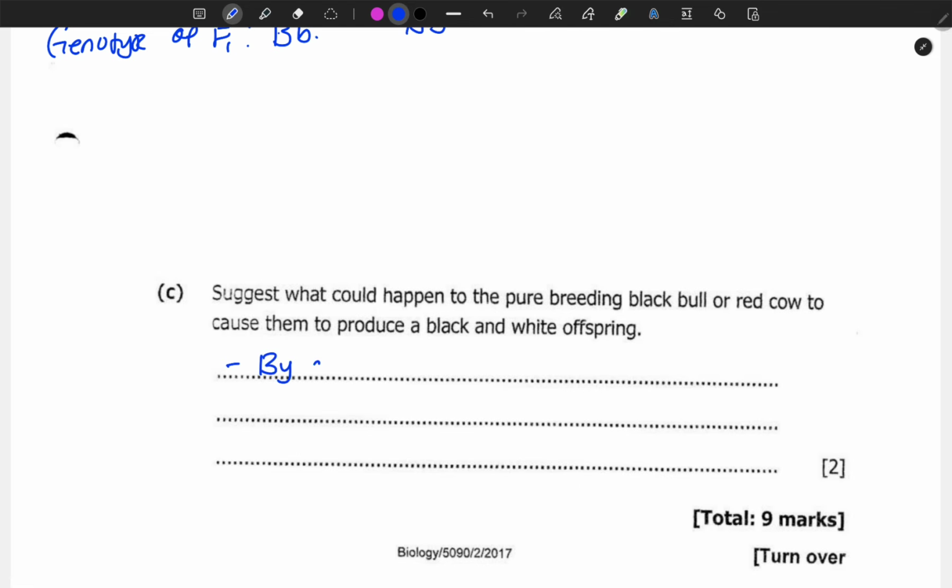By crossing them with a pure white, so it can be a white bull or white cow.